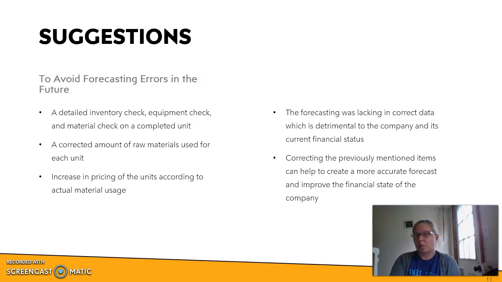My next suggestion is a corrected amount of raw materials used on each unit in the forecasting and in the journal entries, and a possible increase in pricing of the units according to the actual material used after a detailed account is created. The forecasting was lacking correct data, which is detrimental to the company and its current financial status. Correcting the previously mentioned items can help to create a more accurate forecast and to improve the financial state of the company.